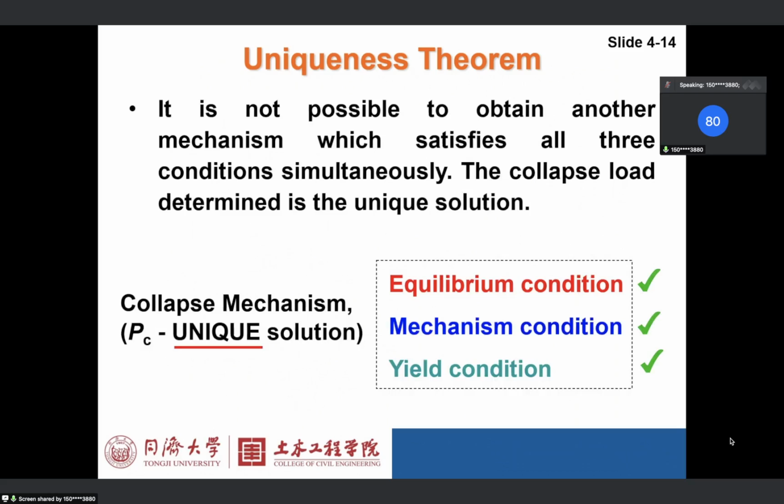So in other words, it is not possible to obtain another mechanism which satisfies all three conditions simultaneously, right? So it's called unique. There's only one possible condition that satisfies all three conditions, and the collapse load determined is a unique solution. If the mechanism condition is satisfied and the yield condition is satisfied, you get a unique solution and the correct solution, PC.